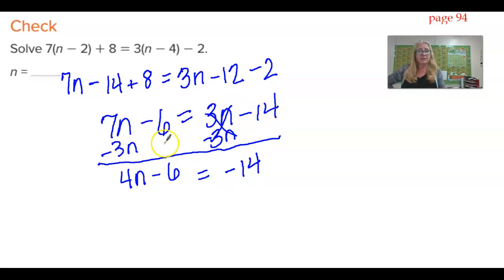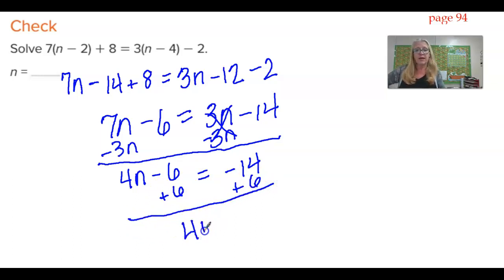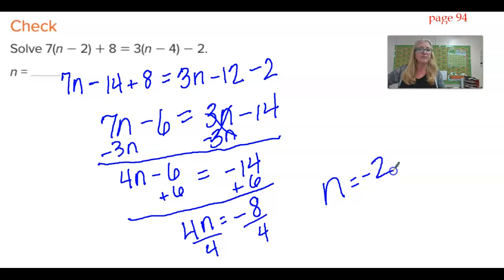My next step now is just a two-step equation. I want to get the variable term alone, so I need to get rid of a -6. I can do that by adding 6 to both sides, which gives me 4n equals -8. And then I divide both sides by 4, and I come to the conclusion that n is equal to -2.